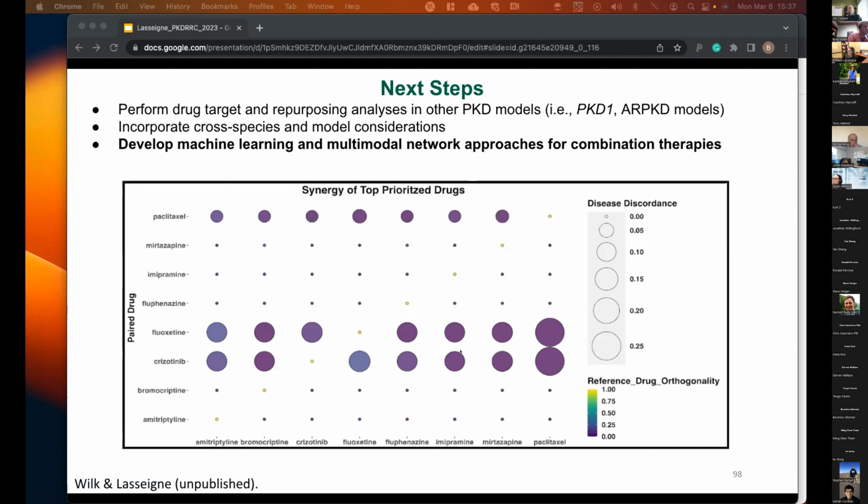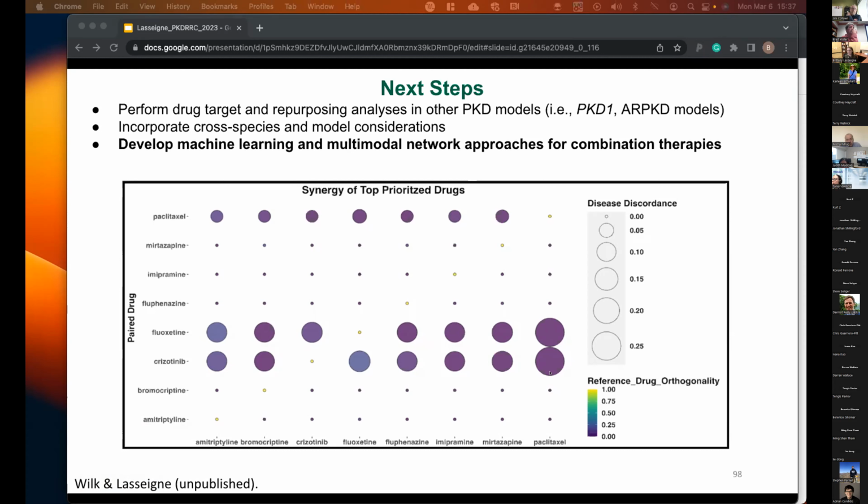And so what we see here is, for example, paclitaxel and crizotinib or fluoxetine here, the big purple circles to the right are the ones that we've predicted were going to be the most different from each other and reverse the most of the profile together.